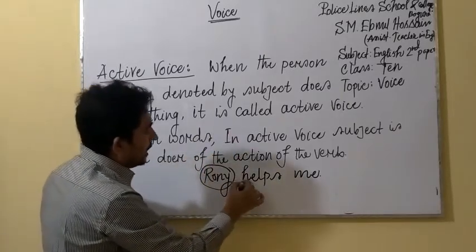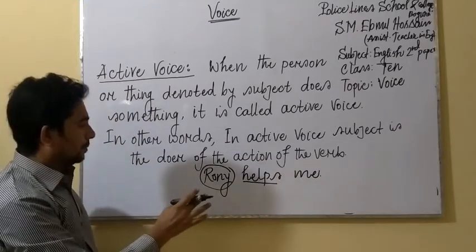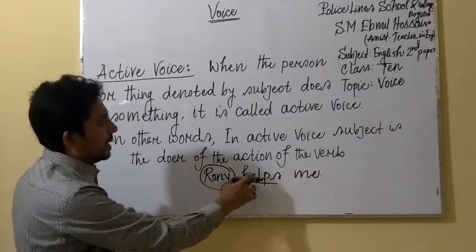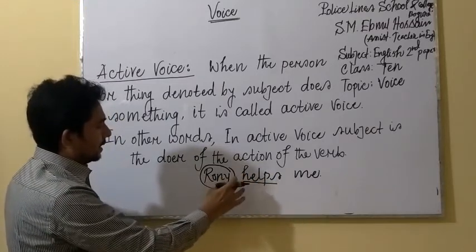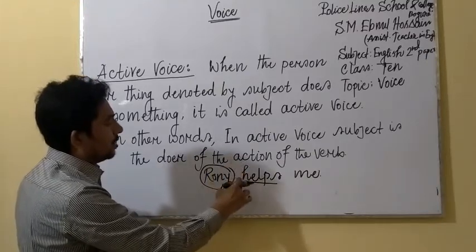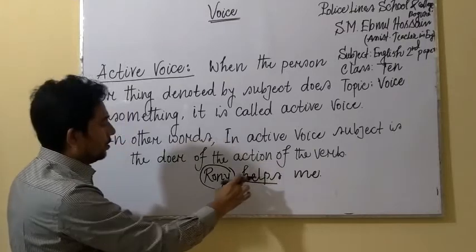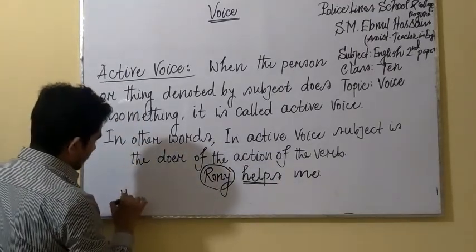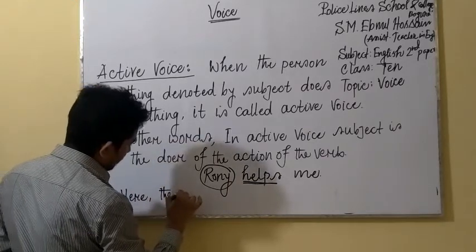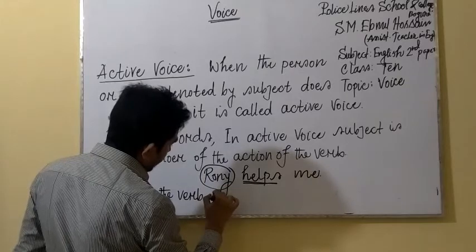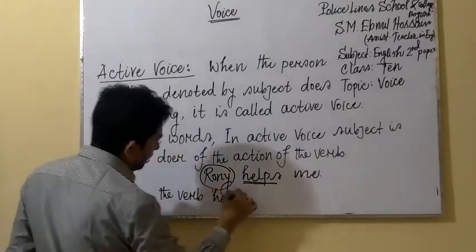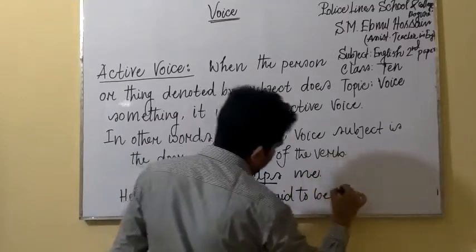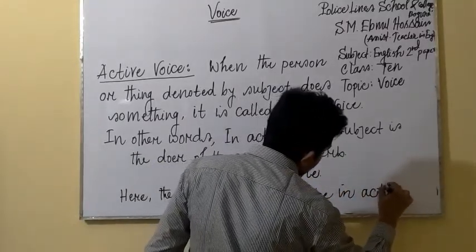Here the verb is help, and in this sentence, the subject Ronnie performs the action of the verb help. That's why in this sentence the subject Ronnie is the doer of the action of the verb help. So here the verb help is said to be in active voice.